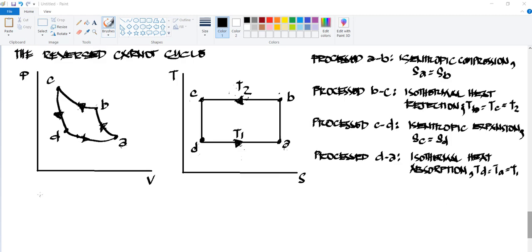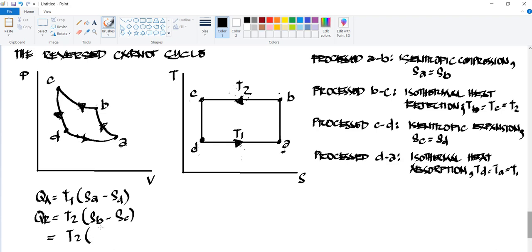And we can write that your Q absorbed will be equal to T sub 1 multiplied by the change in entropy from A to D. So that will be the entropy at point A minus the entropy at point D. Now for the heat rejected, that will be T sub 2, the temperature at point 2, multiplied by the change between B and C. So that will be the entropy at point B minus the entropy at point C.